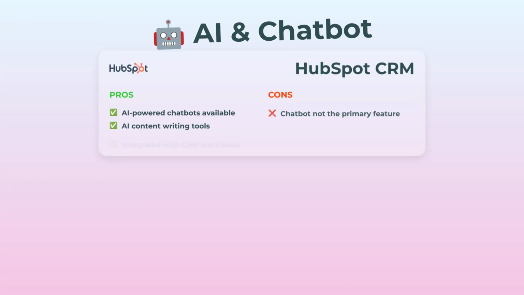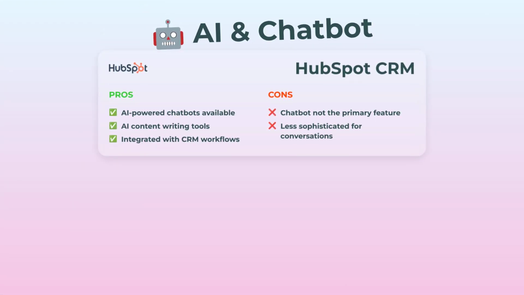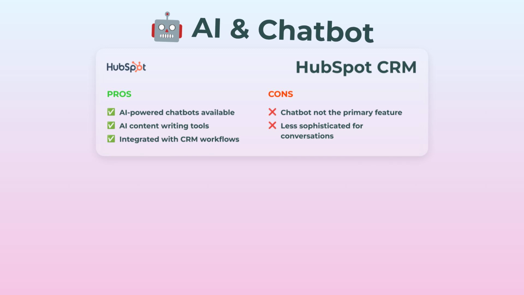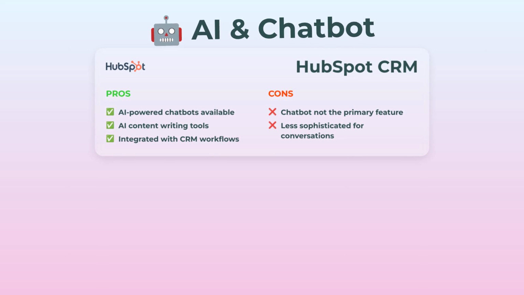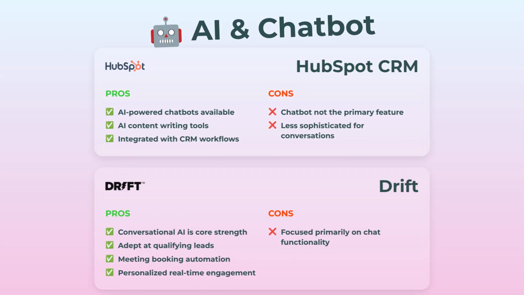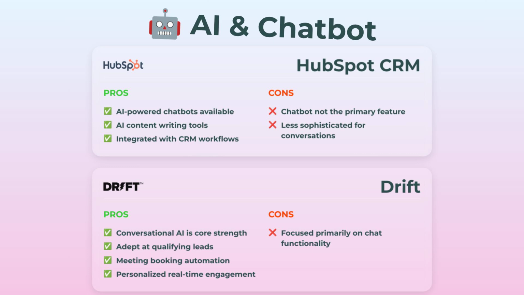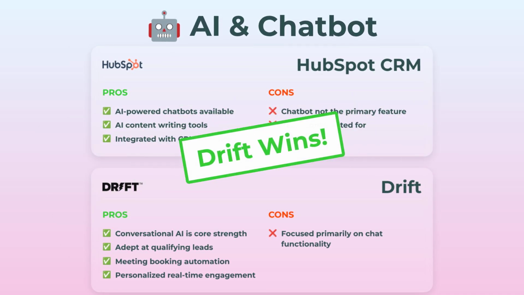Now, let's talk AI and chatbot. With HubSpot, you get solid AI-powered chatbots that hang out right in your CRM workflows. There's even AI content writing, which is cool, but the convo bot isn't the star. It's kind of a sidekick. Drift flips the script. It lives for conversational AI. It's so good at qualifying leads, setting meetings automatically, and keeping chats personal in real time. Honestly, if your business lives or dies by chat, Drift is the pro here. No contest, Drift wins this round.